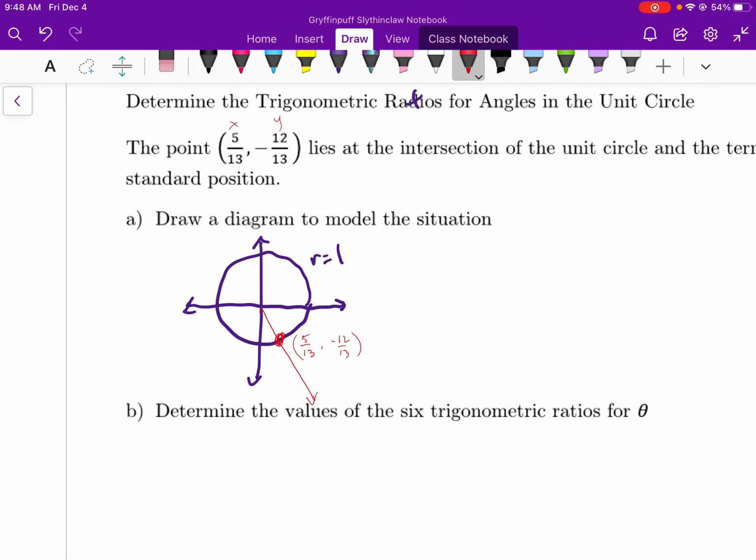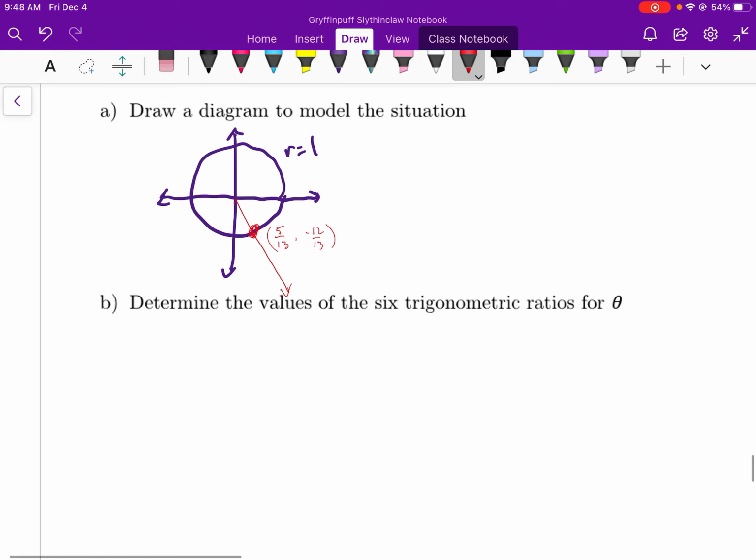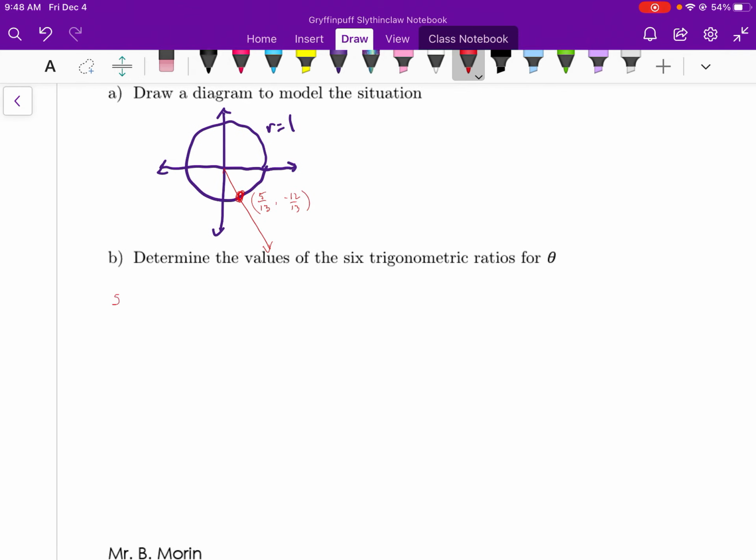So I am to determine the 6 trigonometric ratios for theta. Well, fair enough. Let's get started. So first off, I'm just going to pick sine theta. Now, sine theta would be equal to negative 12 over 13, since it's on the unit circle. Cosine theta would be equal to 5 over 13.